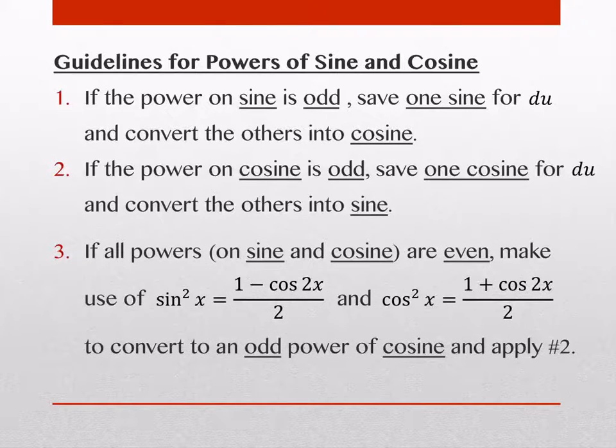To convert an odd power of cosine, you then apply number 2. It turns things into cosines.